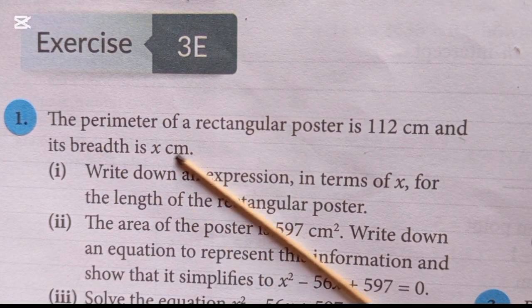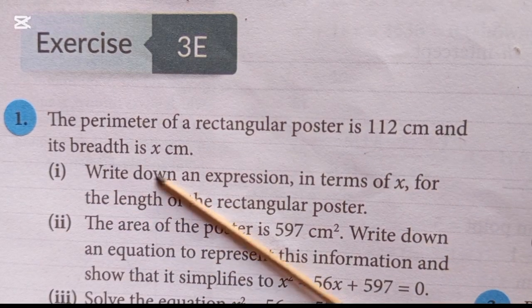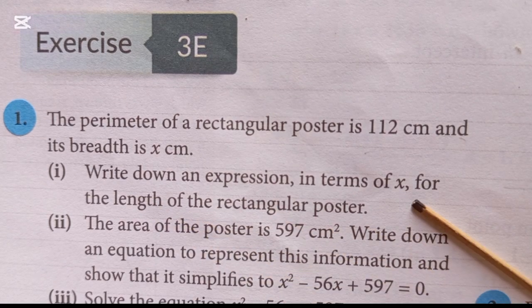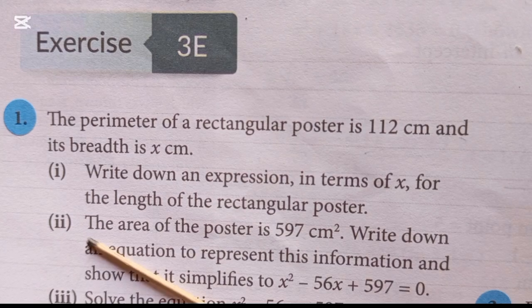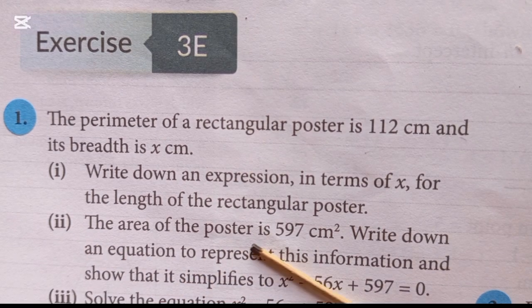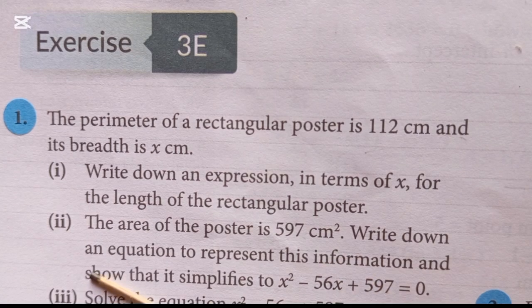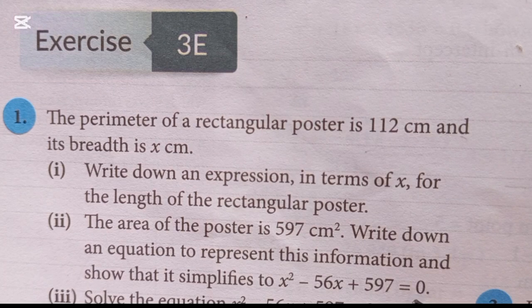The perimeter of a rectangular poster is 112 centimeter and its breadth is x centimeter. Number 1. Write down an expression in terms of x for the length of the rectangular poster. Number 2. The area of the poster is 597 centimeters square. Write down an equation to represent this information and show that it simplifies to x square minus 56x plus 597 equal to 0.